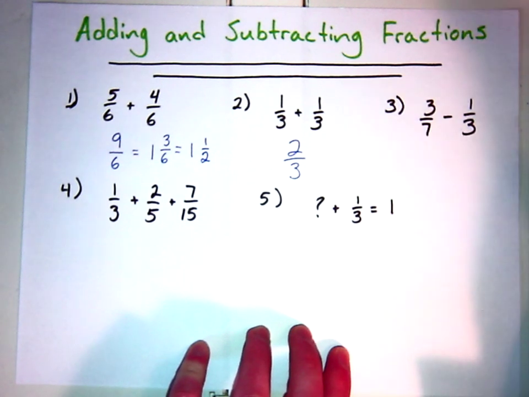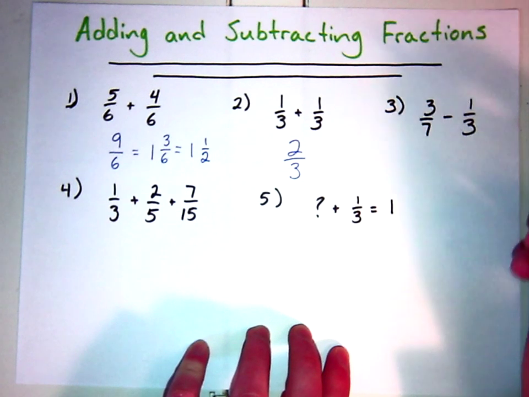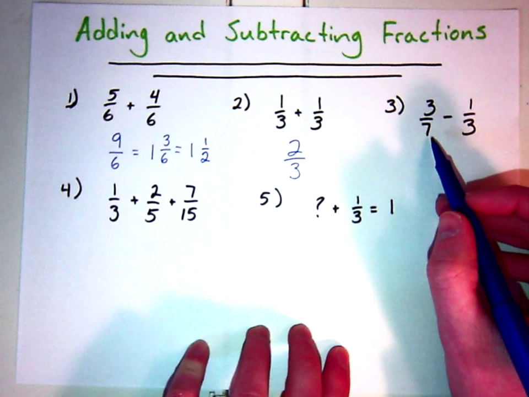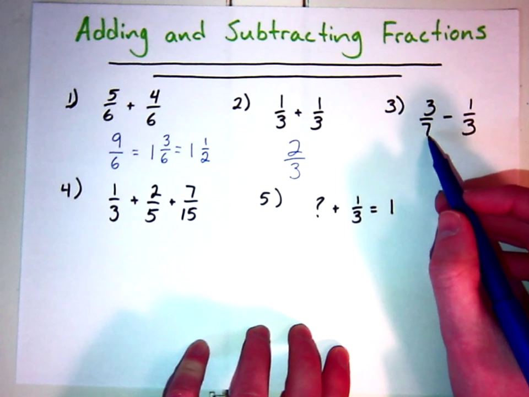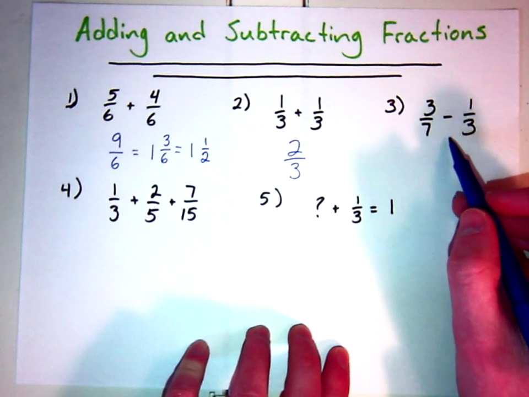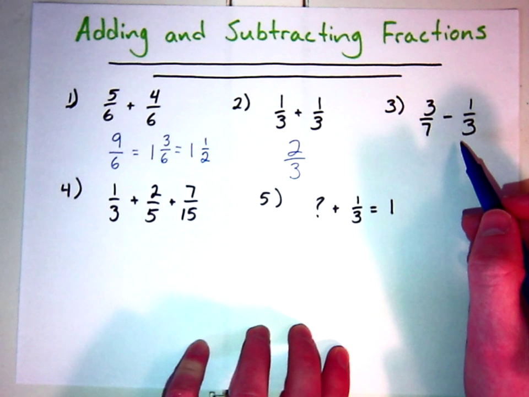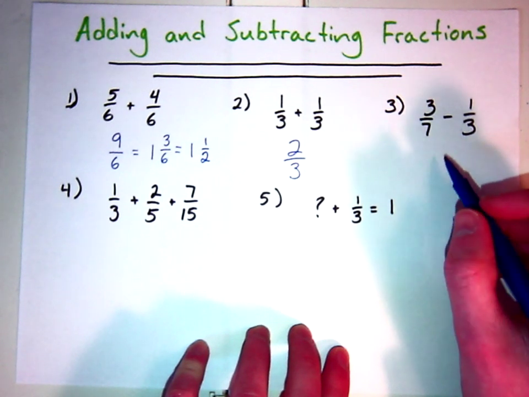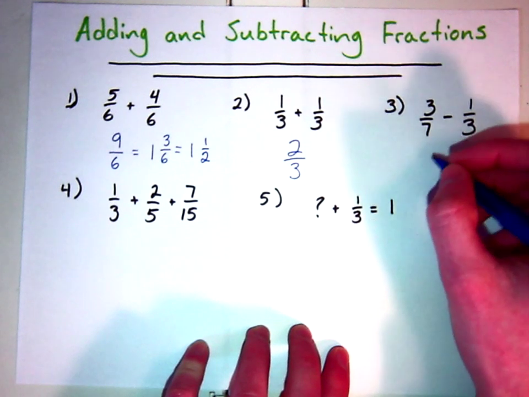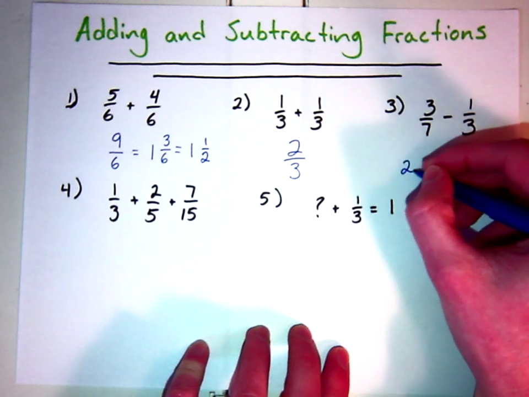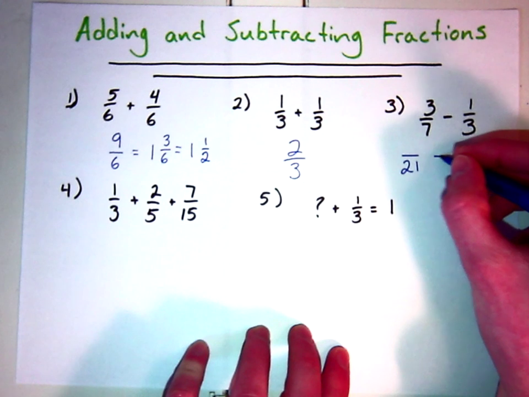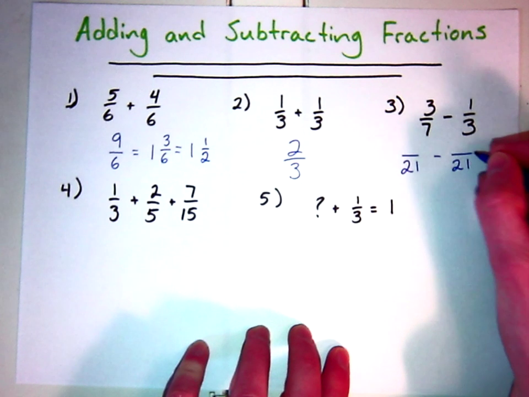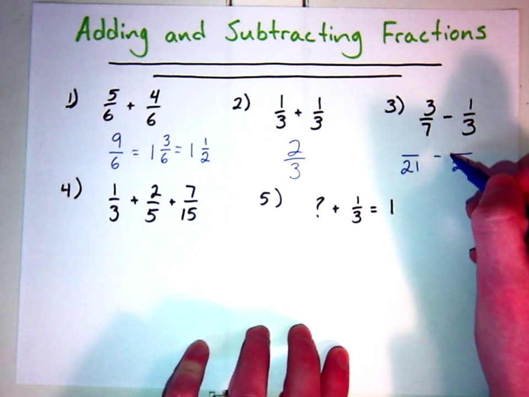We need to find the least common denominator, and the LCM of the numbers 7 and 3, LCM meaning least common multiple. That's going to be 21. So we need to say, how am I going to get these to 21? They're both going to be over 21, with a minus between them. We just need to find out what's in our numerators.